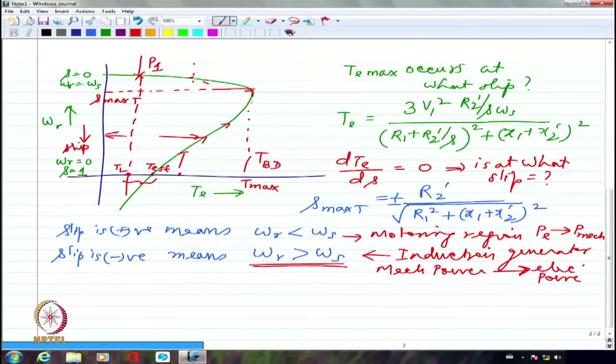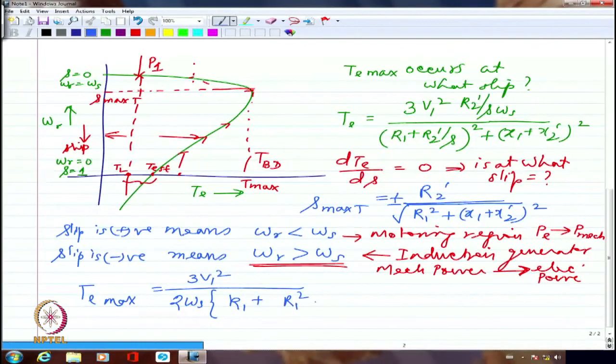Now, let us try to write the expression for TE max. I want you guys to verify the derivation. Please do it, because I remember this by heart, surprisingly. Generally, I don't remember many of the expressions, but I remember this. So this is going to be R1 plus the square root of R1 square plus X1 plus X2 dash the whole square. This is what I remember. This will be again plus or minus. I am only showing plus. Minus will correspond to generator region. I am not really going into generator region. Okay, so this will be the TE max.